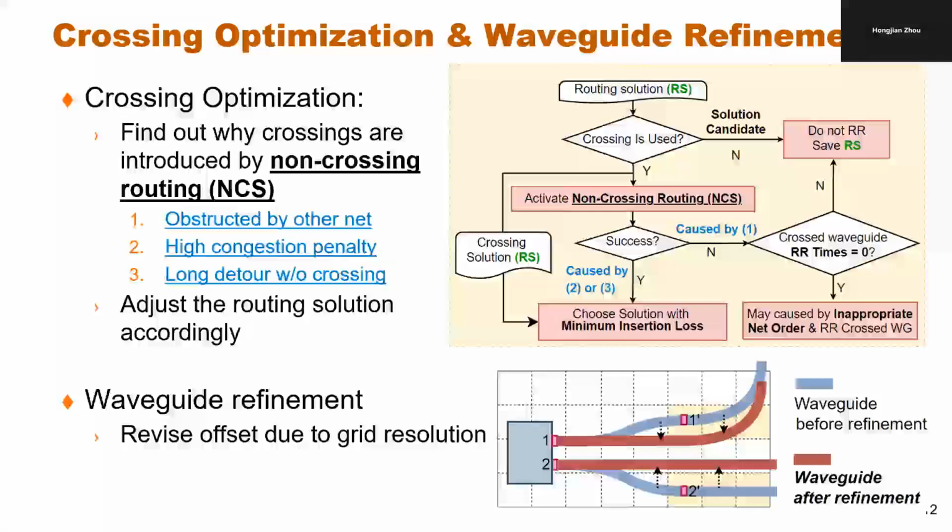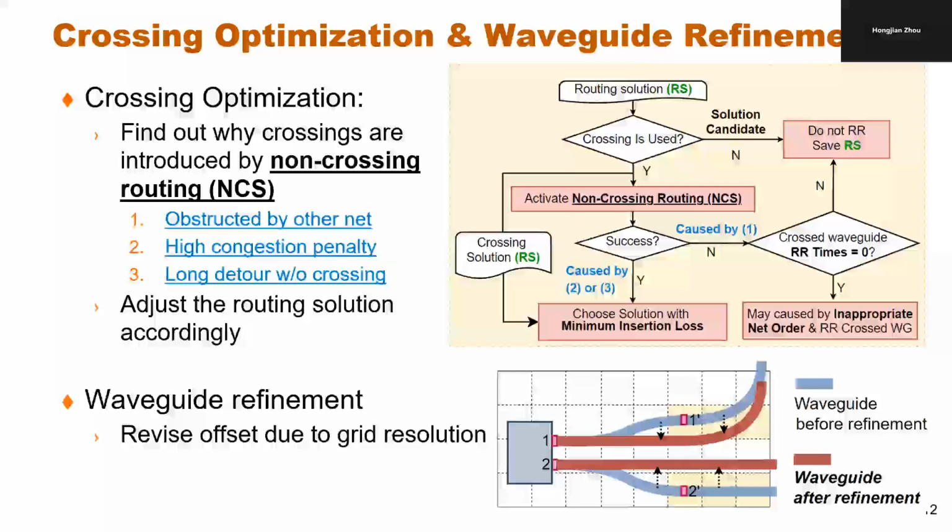To further optimize the crossings, we need to find out why crossings are introduced first. There are three reasons a path uses a crossing: the path is obstructed by another net, high congestion penalty, and non-detour without crossing. So if the solution does not use a crossing, the result will be safe. Otherwise, non-crossing routing will be activated to find the reason for the crossing.